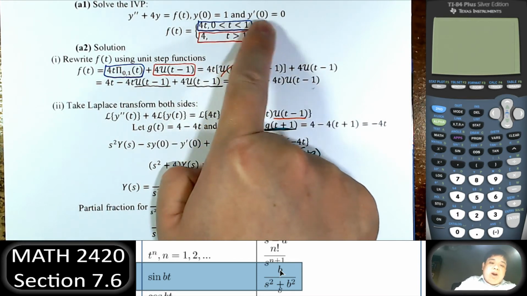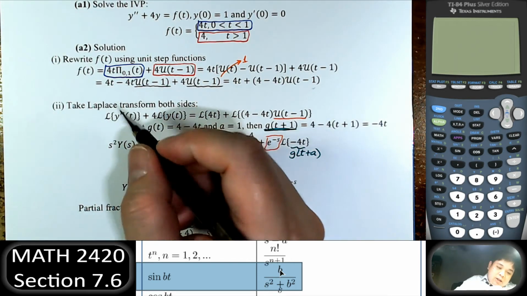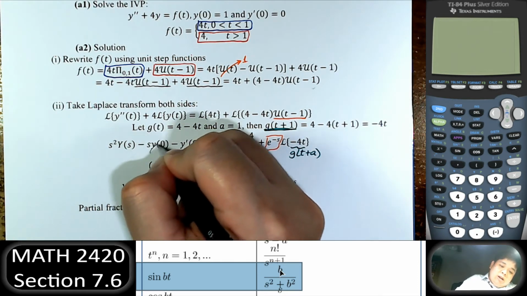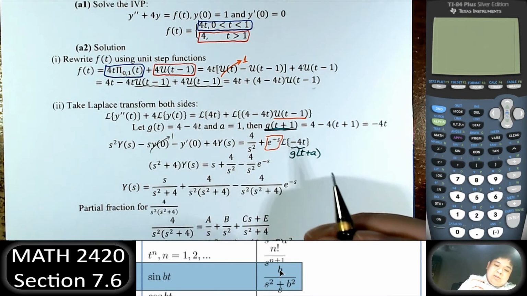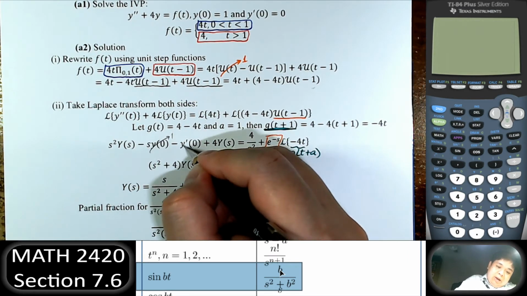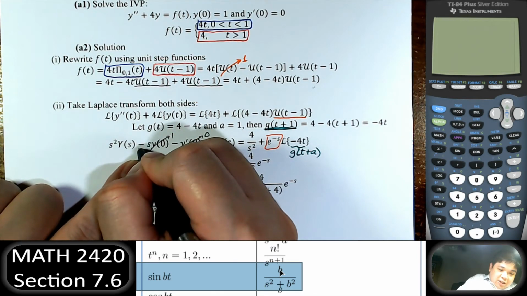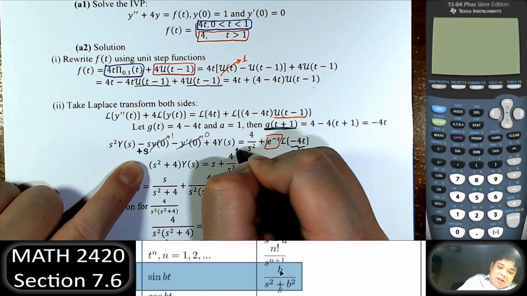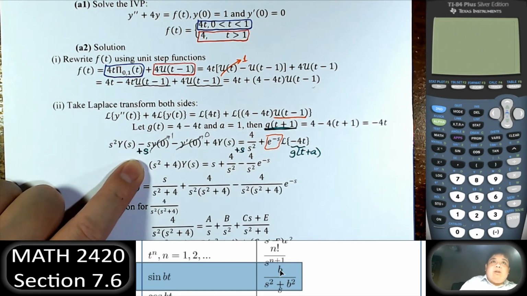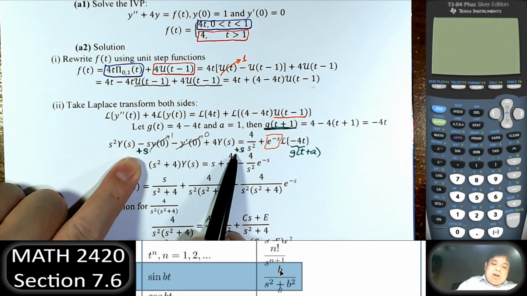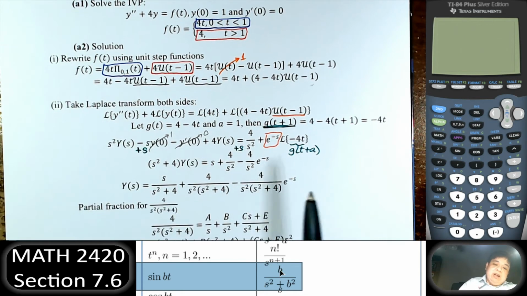Y of 0 is 1, y prime of 0 is 0. So the Laplace transform of the second derivative, y of 0 is 1, so this is s, and y prime is equal to 0. So notice there is an s here. I will add that to the other side. That's where the s here comes from. Y of 0 is 1, so s times 1 is s. Add that on both sides, we have s. So that's what we have. And finally divide by s squared plus 4 on both sides.